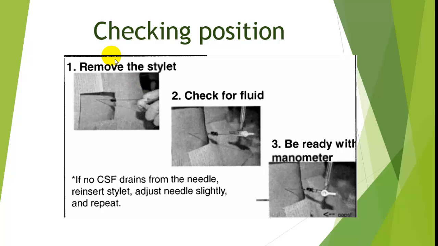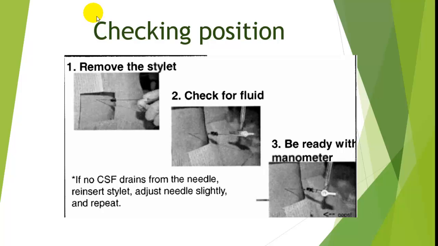Once you think you're in the right position, you remove the stylet to determine whether there's spontaneous flow of CSF. You'll see dripping. Obviously, never ever attach a syringe to aspirate and see whether there's spinal fluid. If you see a drip, then you know you're in the right space. You attach your already prepared manometer so as to measure the pressure.